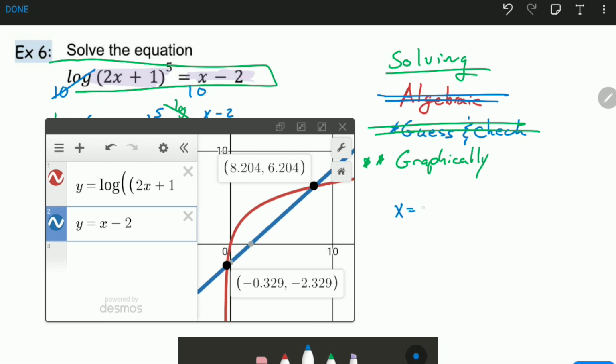So the two solutions are x equals 8.204 and x equals negative 0.329. And there we have it. Whew.